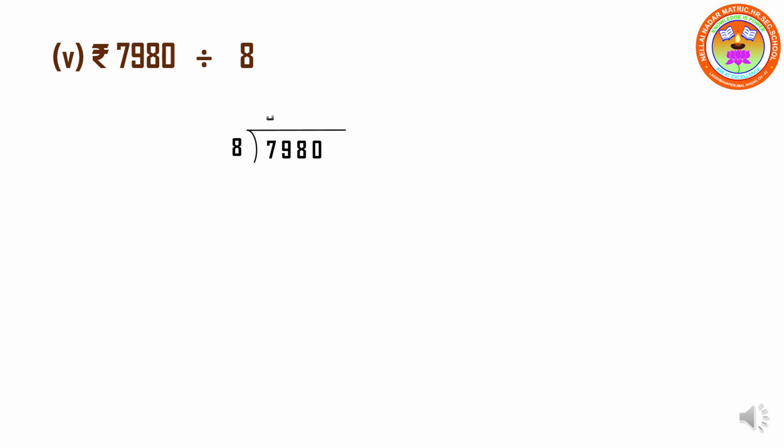Now 8 nines are 72. Now let us subtract 9 minus 2 first. So what is 9 minus 2? 7. Okay, 7 minus 7 is 0. So let us leave that as it is. Next let us bring the 8 down. So that becomes 78. Again 8 nines are 72. Now let us subtract. 8 minus 2. What is 8 minus 2, children? 6. Yes. And now let us bring the 0 down. So therefore it is 60.